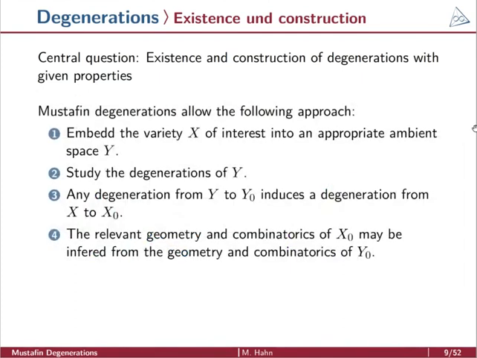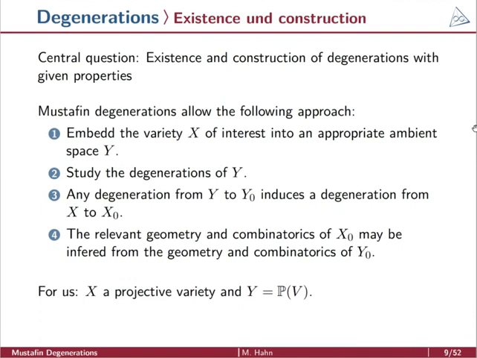And then the last step, and that is going to be the hard part, is that the relevant geometry and combinatorics of the limit of x, of the limits of x, may be inferred from the geometry and combinatorics of y0. Now, of course, the magic in this approach is choosing this appropriate ambient space y.